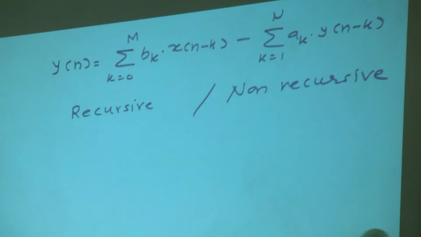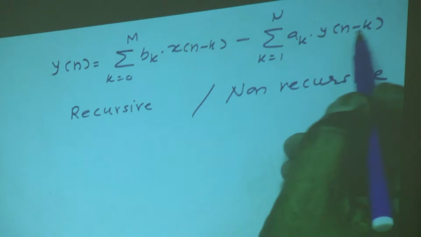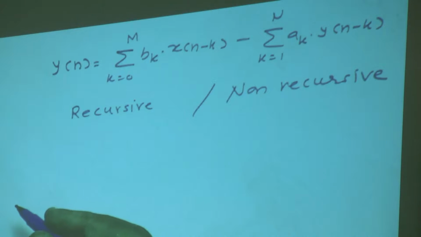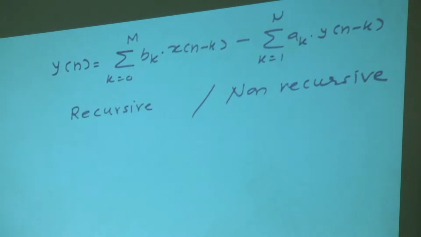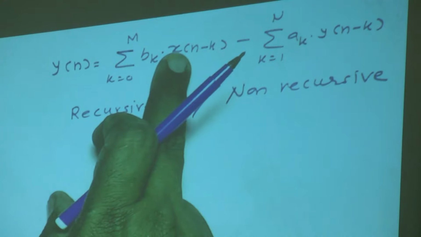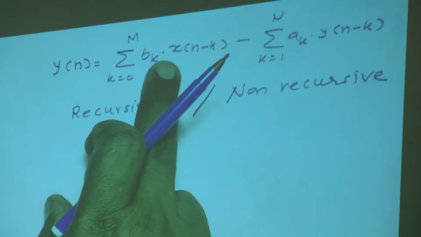From the words you will come to know that when the a_k are all 0, the systems are non-recursive. The current value does not depend on the past value of the output. Current value only depends on present and past inputs. So it is non-recursive, it does not recurse.